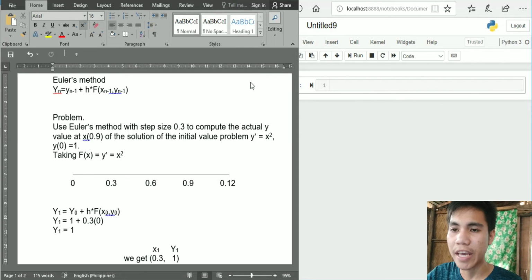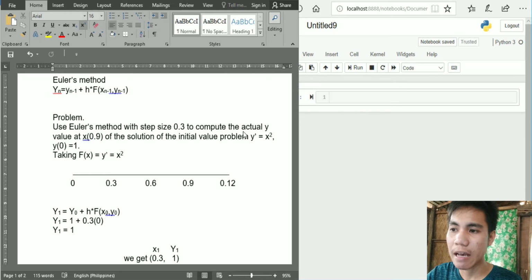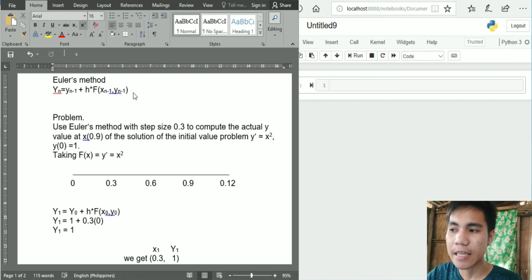Good day. Today we are going to solve an ordinary differential equation. First, we are going to solve it manually. Then we are going to program it in Jupyter's Notebook. So this problem is going to use the Euler's method formula.